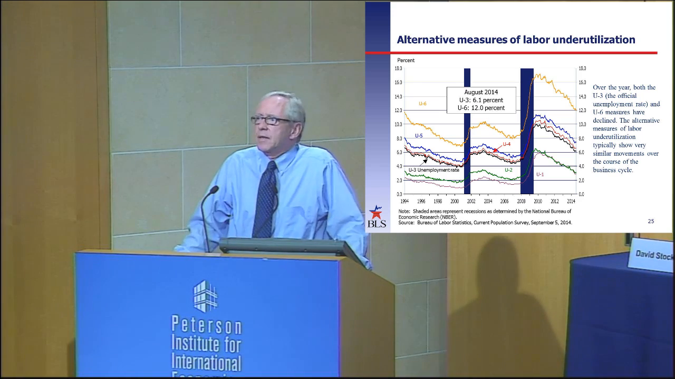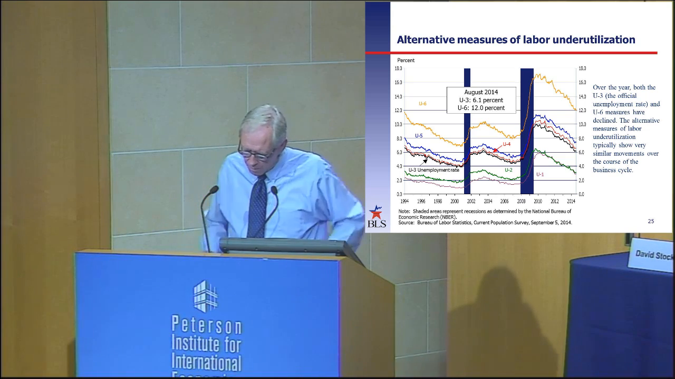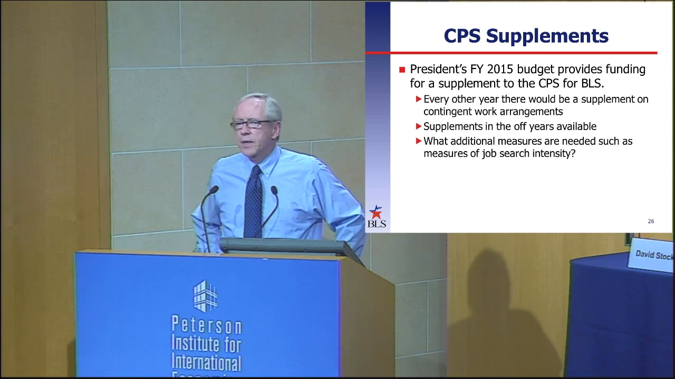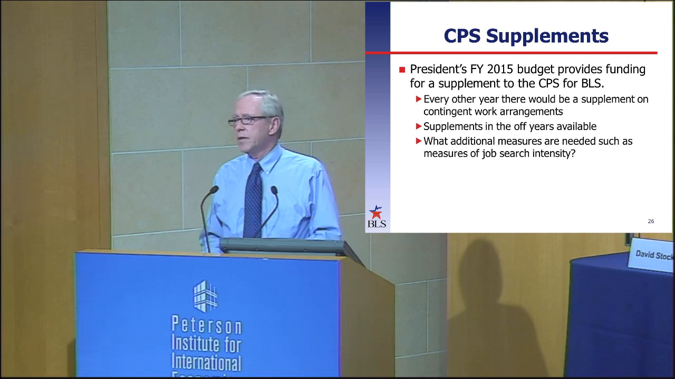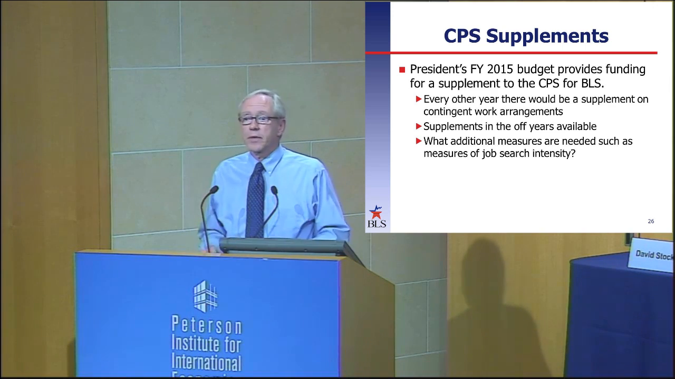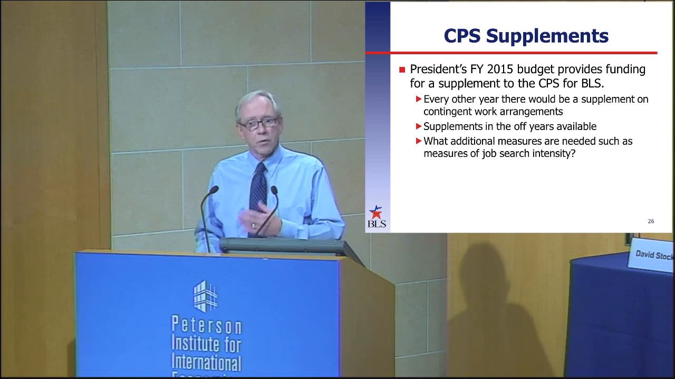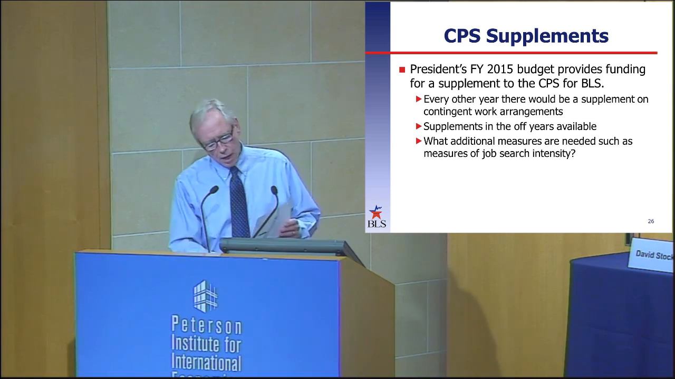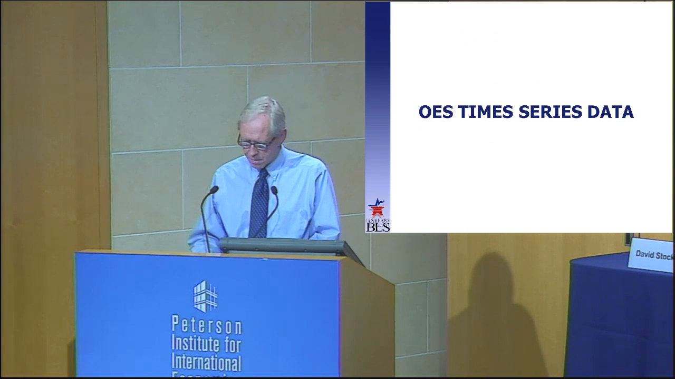All right, so I've talked about the JOLTS data, I've talked about the CPS. Let me talk about some other potentials. One of the things we have potentially going for us is that the President's FY 2015 budget would give us the power to do supplements for the CPS. Every other year, it will be a supplement on contingent work practices, but then in the off year we can do it on the subject of our choice. That would give us an opportunity to create a survey instrument that would respond to emerging academic and public policy needs, if indeed that part of the President's budget goes through.